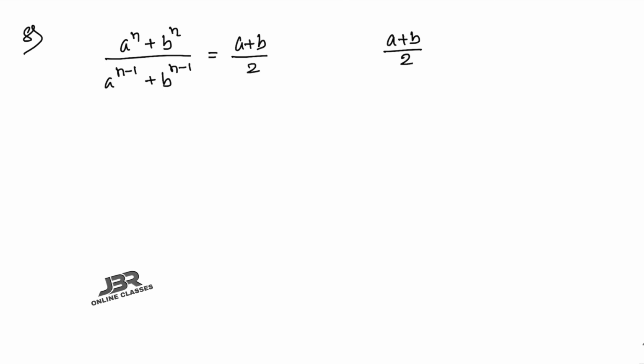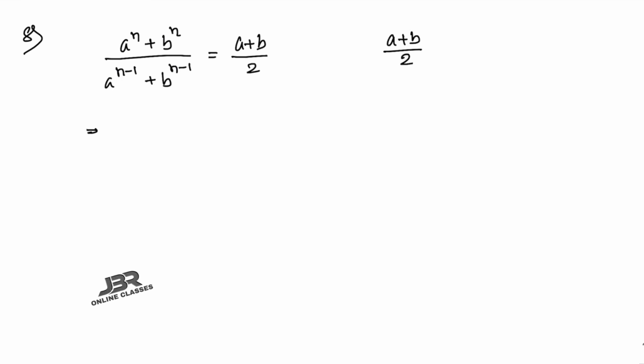So here in sum number 8, find n so that a to the power n plus b to the power n divided by a to the power n minus 1 plus b to the power n minus 1 may be the arithmetic mean in between a and b. So as the arithmetic mean between a and b, you know the formula, it's a plus b by 2. So according to the problem, that one equal to a plus b by 2.